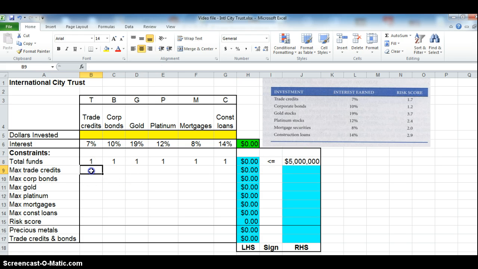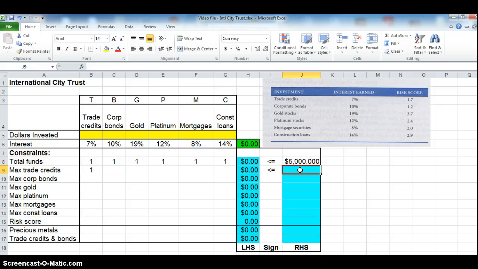Now we do have constraints that we've been given about how much we can invest in any one individual instrument. The maximum amount that we can invest in trade credits is 25% of our investment. I'm going to fill the 1 in just for trade credits, because I want to take however much we invest in trade credits. Doesn't matter, corporate bonds, gold, platinum, mortgages, construction loans. This constraint is only about trade credits. It has to be less than or equal to 25% of what our investment is.